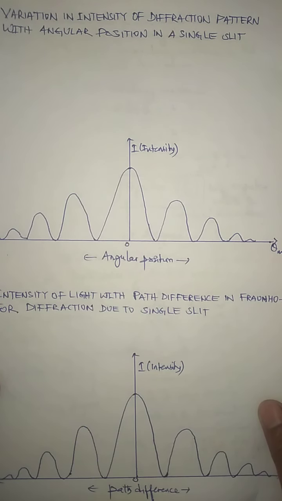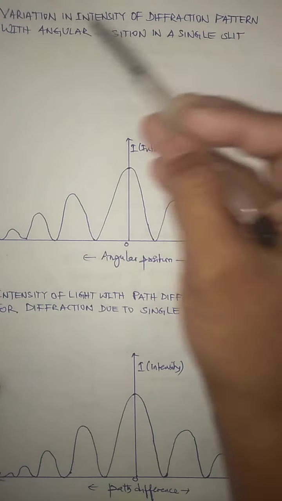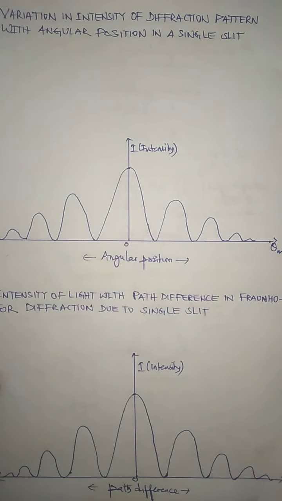Today we continue with the chapter, diffraction of light, and this is the last chapter as per the reduced syllabus. In today's class we start with the topic: variation in the intensity of diffraction pattern with angular position in a single slit. Children, we already started this chapter in the last class, and in today's class we complete it.